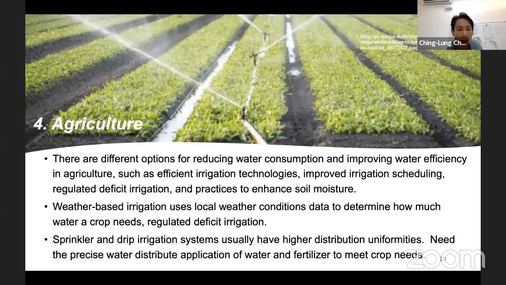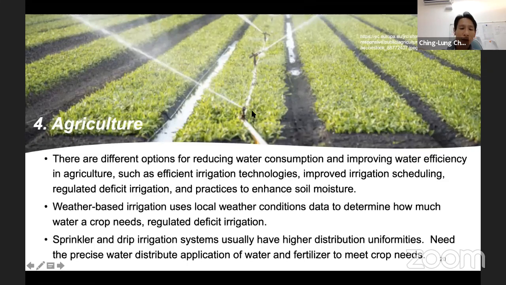And then here comes the agriculture. So there are all different options for reducing water consumption and improving water efficiency in agriculture, such as efficient irrigation technology, improving irrigation scheduling, regulated deficit irrigation, and practices to enhance the soil moisture. Okay, as you can see from this picture, they try to water the plant, right?